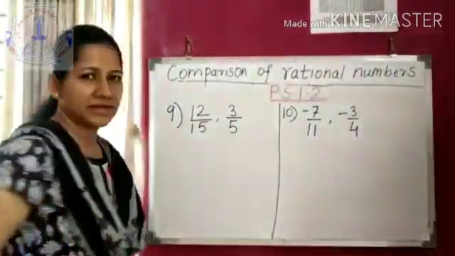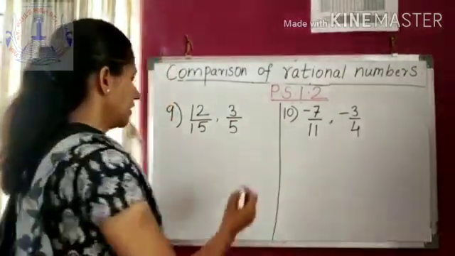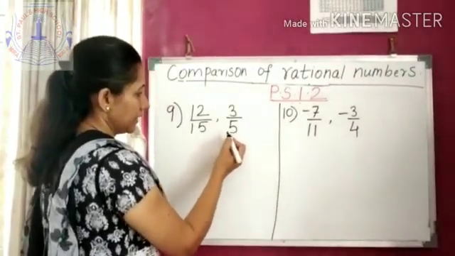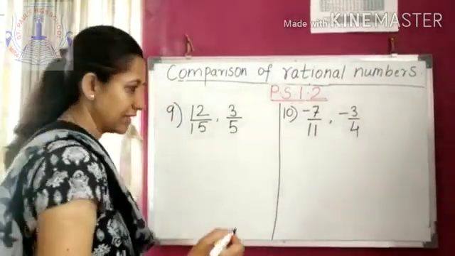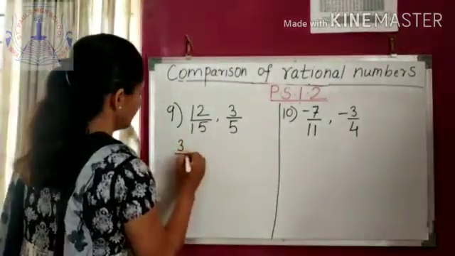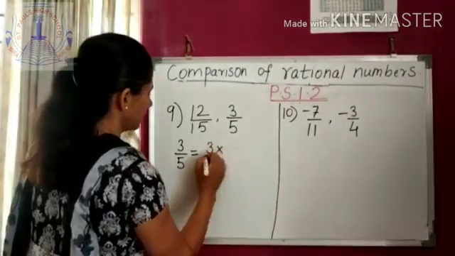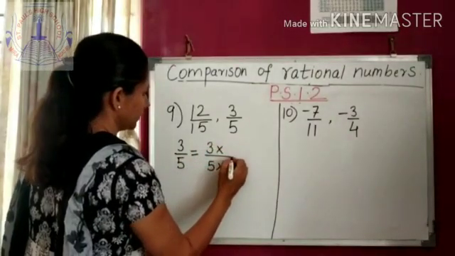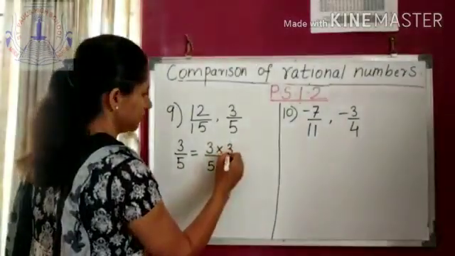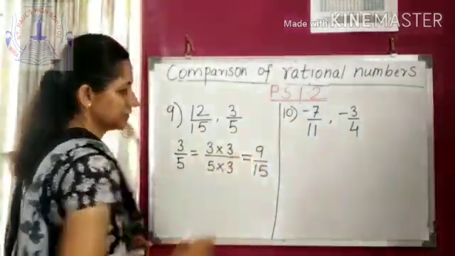As you can see, the denominators are different. So first purpose is to equalize the denominators. So we will be taking constant 3 over here, because 5 multiplied by 3 will be 15. That's how we can equalize the denominators. So let's write 3 upon 5 as equal to, yes, so the constant will be 3 as I said. So multiply by 3, 3. So this will be equal to 9 upon 15.